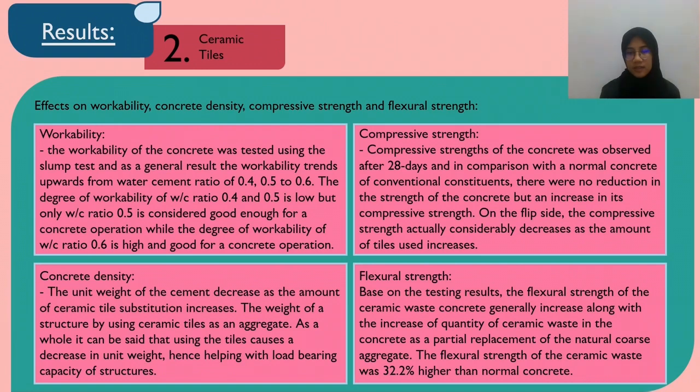Next, we have the compressive strength. The compressive strength is a bit different from the normal concrete of conventional constituents, because it was observed after 28 days in comparison to the normal concrete, and there was no reduction in the strength of the concrete, but there is an increase in its compressive strength. And as for flexural strength, based on the testing results, the flexural strength of the ceramic waste concrete generally increases with the increase of the quantity of ceramic waste in the concrete.